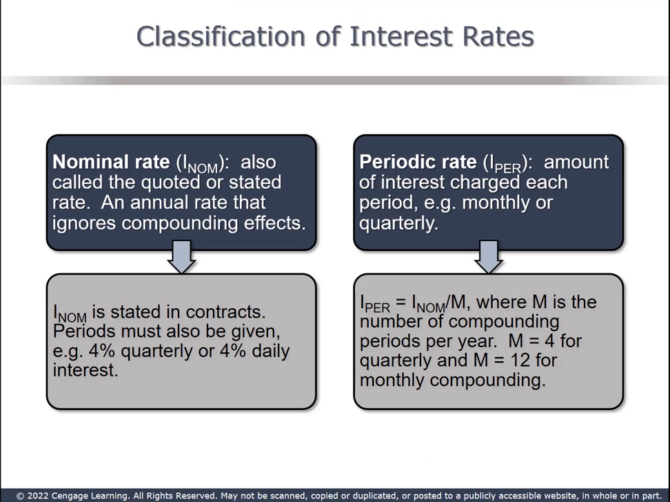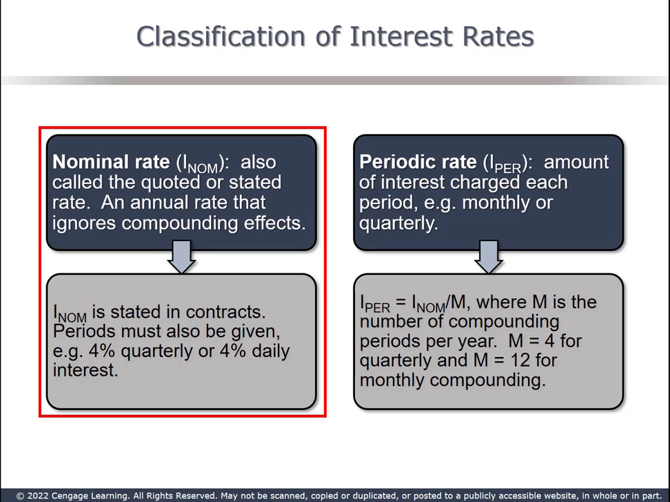Interest rates can be classified in three ways. The first and most commonly seen is the nominal or quoted rate. A nominal rate is by law quoted as an APR or APY. An APR is the periodic rate times the number of periods per year. The quote must contain a percentage and a period. For example, 4% compounded quarterly. Because of the way it's quoted, an APR can be converted to a periodic rate easily. 4% quarterly is 4% divided by 4 quarters equals 1% per quarter.